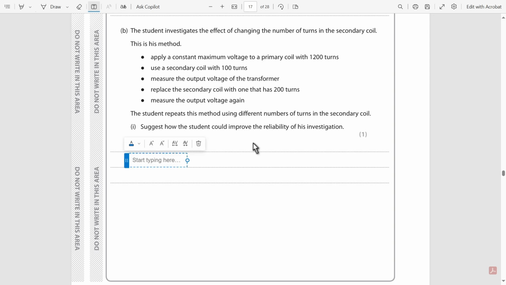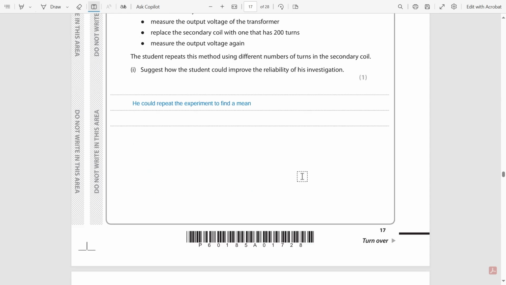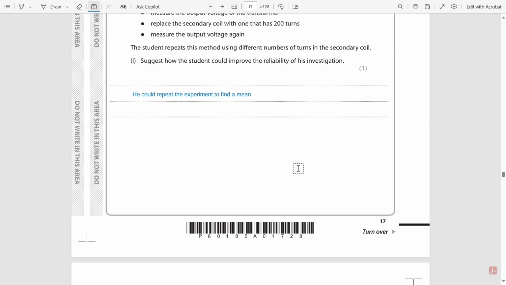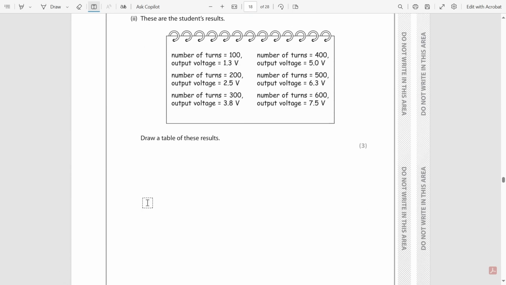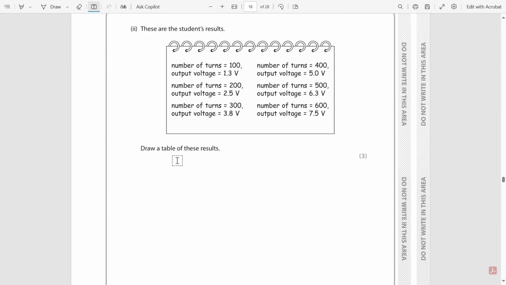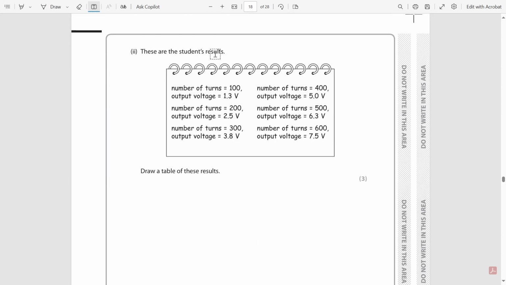What I love about this is that reliability is always on your side for these questions, because you can literally say for every single one of them, he could repeat the experiment to find a mean. So it becomes more reliable. It's kind of funny that you can answer that for every question and get it right, no matter how complex it is. Okay, these are the student's results.